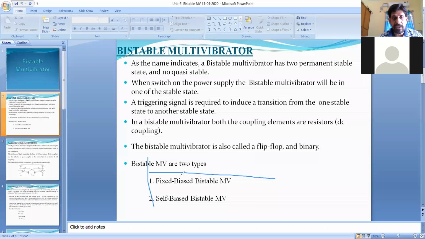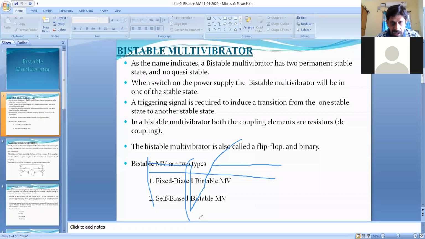Once you apply the trigger, the voltage at the base of Q2 becomes like this, and the capacitor charges towards VCC. Actually, it should charge up to VCC. But when it reaches VBE sat, the capacitor voltage reaches VBE sat, Q2 is on and Q1 is off. Then once again it enters into the stable state. This state is called the quasi-stable state.